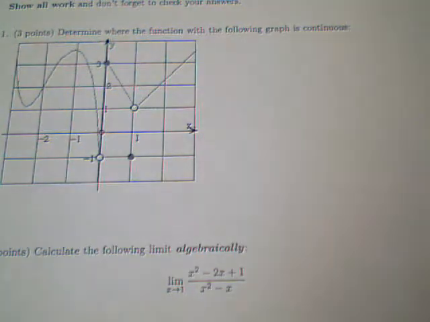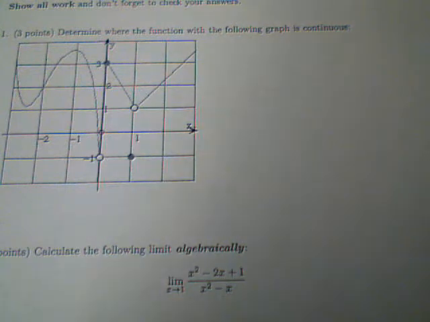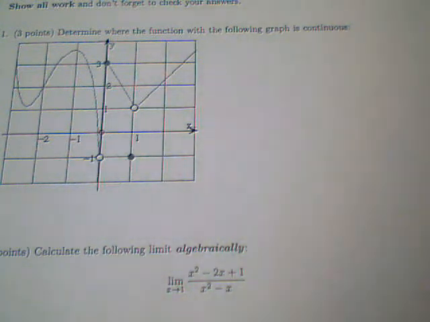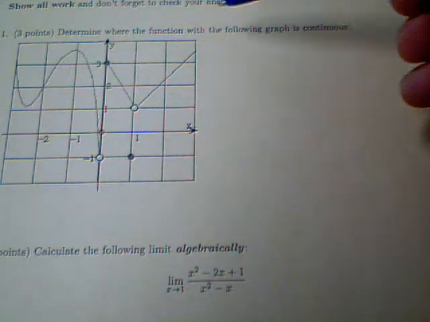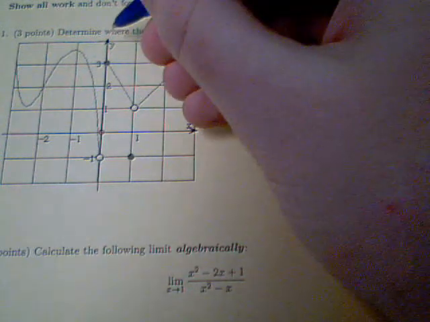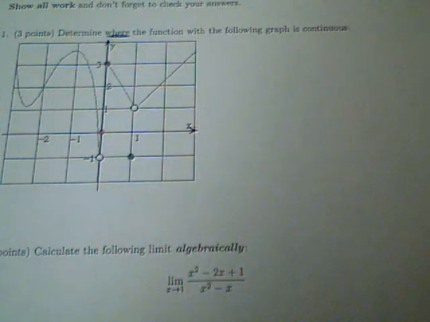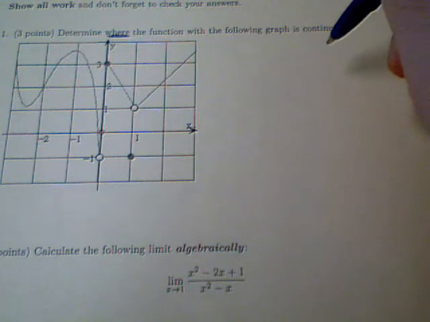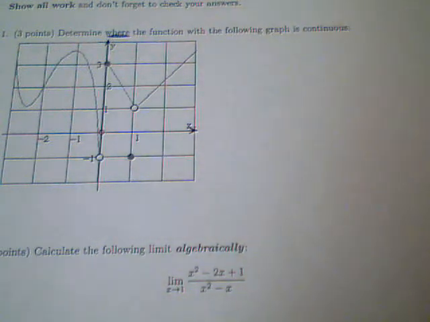Okay, so this is quiz number 2, problem number 1. It is the same on both forms. We want to determine where the function of the following graph is continuous. So I want to find where. Remember, continuous means the limits are equal to the function at a point.